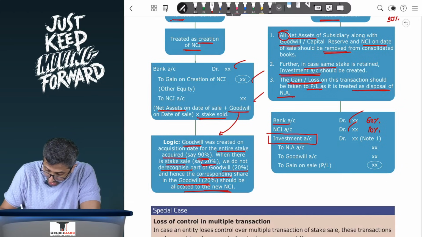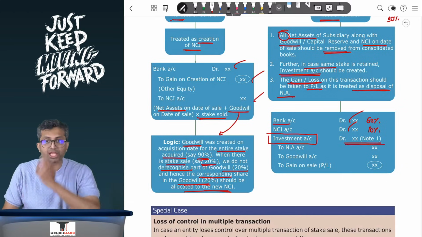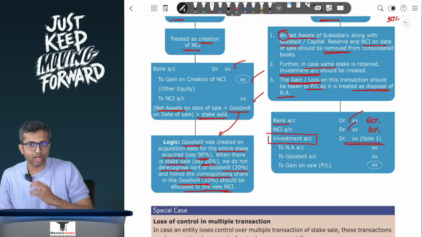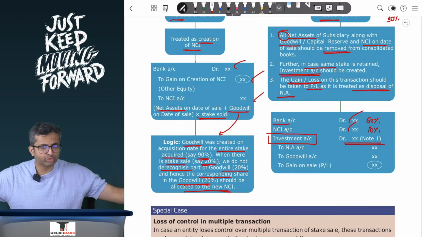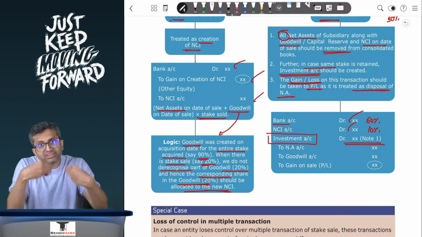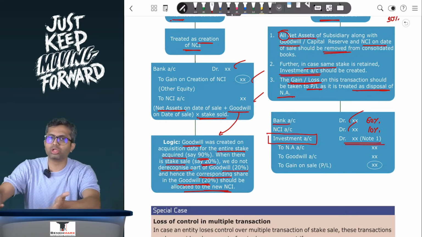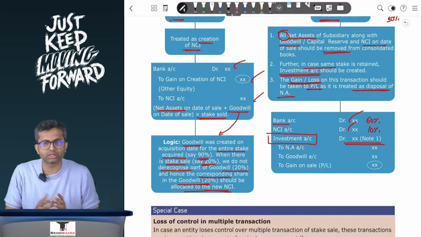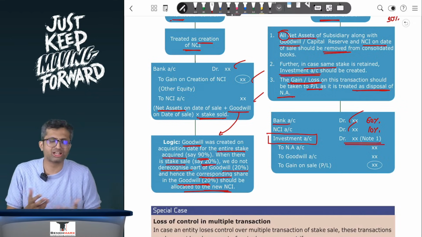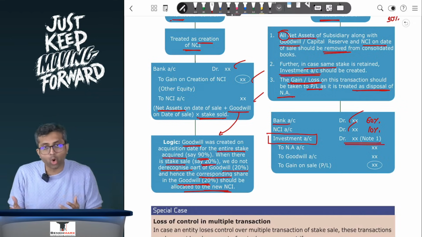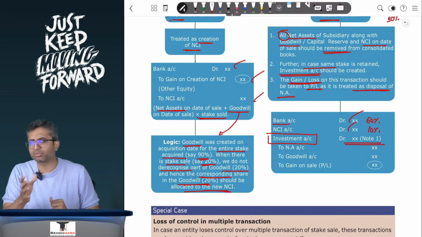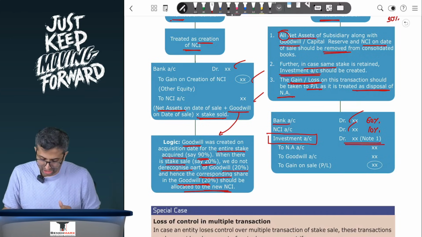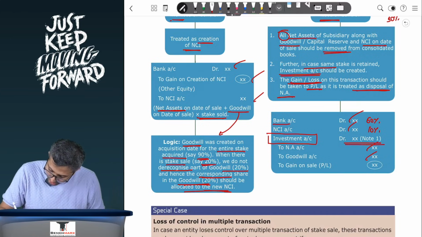Now, at what value will I bring in investment? Like when I had control or I acquired control, I created NCI either using the fair value method or using the proportionate net assets method. The same logic will apply. When I lose control, I will create the investment either using the proportionate net assets method or using the fair market value method, depending on the data given. If the question has given you data regarding fair market value, you will take that. Otherwise, you will take proportionate net assets. To net assets, remove the goodwill, and to gain on sale, and this will go to the P&L account.